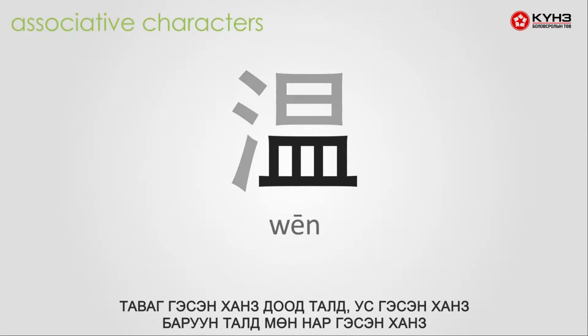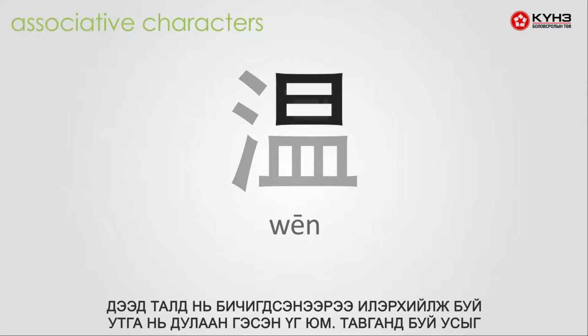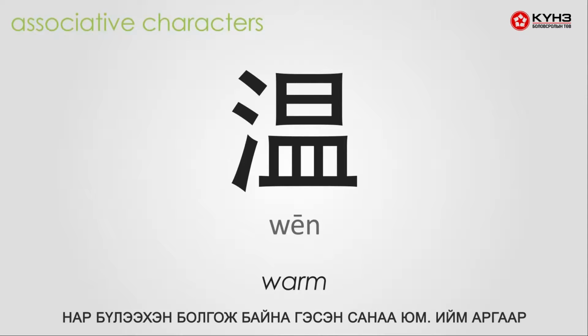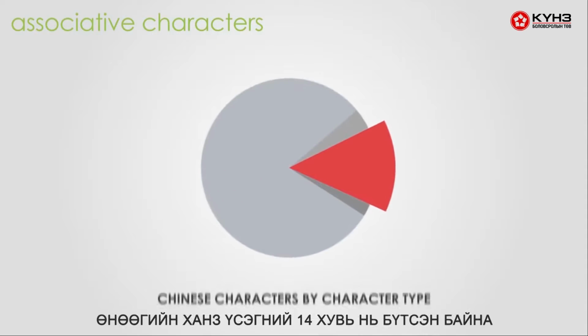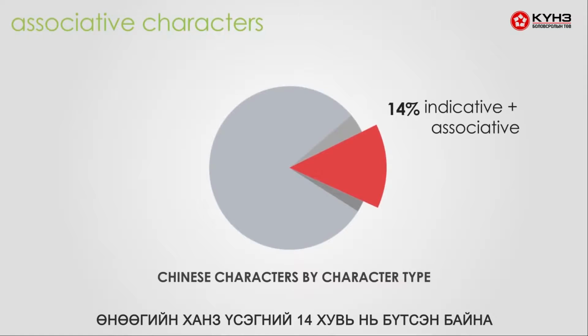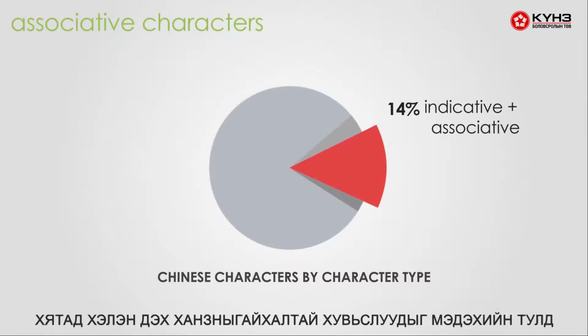And for the character 温, the dish character on the bottom, with the water character on the side, and the sun character on top, conveys the idea of warmth. Water in a dish left in the sun will get warm. As inventive as this method can be, it still only covers about 14% of modern Chinese characters.